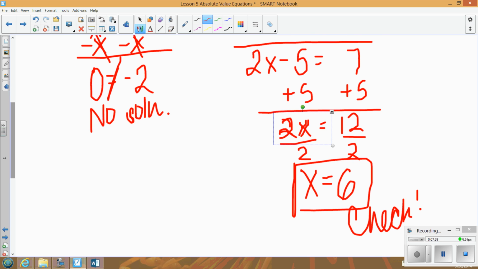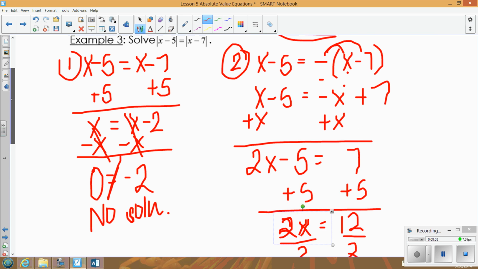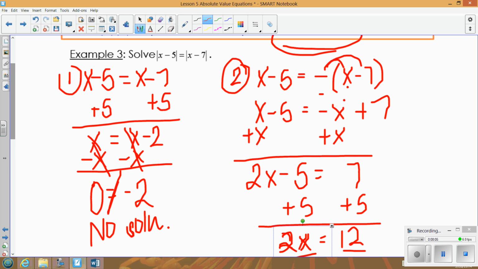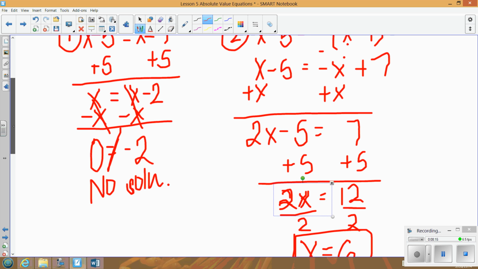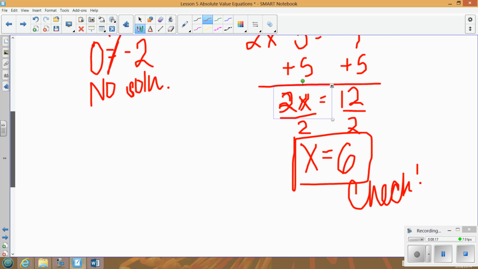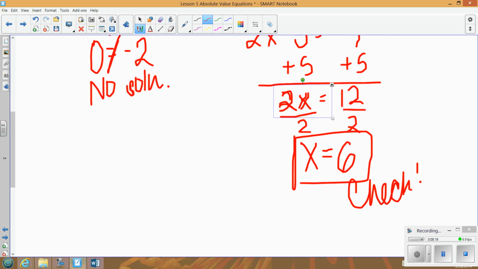Now keep in mind when you guys are solving these equations, it doesn't matter, like notice over here on the left, I added 5 first. Where on the right, I decided I wanted to add my x's first. It doesn't make a difference what I move over first, you're just making sure you get x's on one side and your numbers on the other. So in the end, we get one solution and we check.